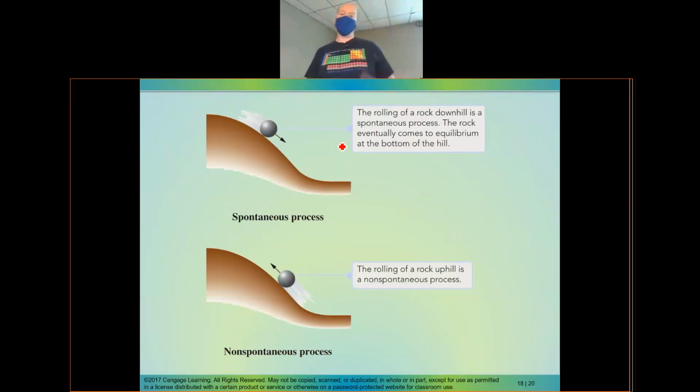All right, so here's just a rock going down the hill. If you push a rock down the hill, it's going to go. And it's not going to stop until it levels off enough. All right, but the rock is not going to spontaneously be at the bottom of the hill and go up the hill.